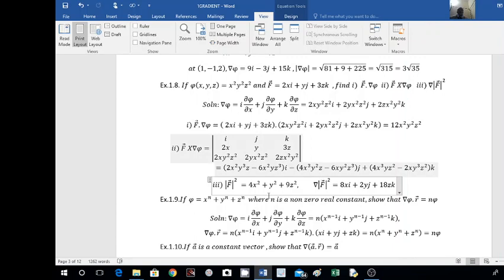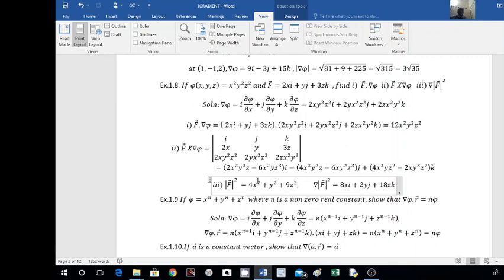Okay, third one. So what is third? Del of f squared. First I will find f squared here. F squared is nothing but f squared means this square plus this square plus this square, the coefficient of i squared, j squared, and k squared. 2x whole squared is 4x squared, plus y squared, plus 3z squared is 9z squared.